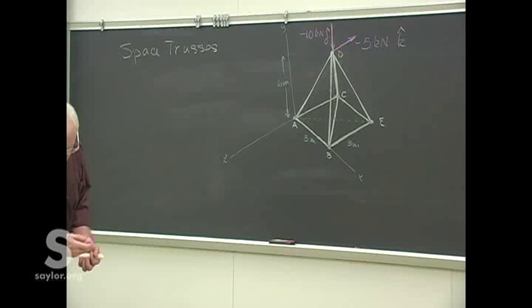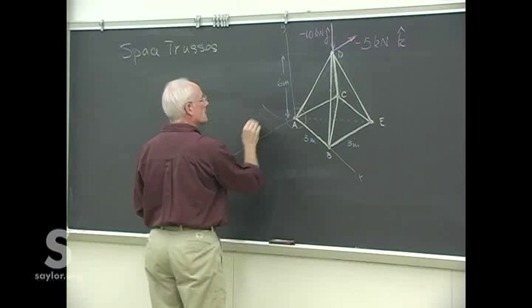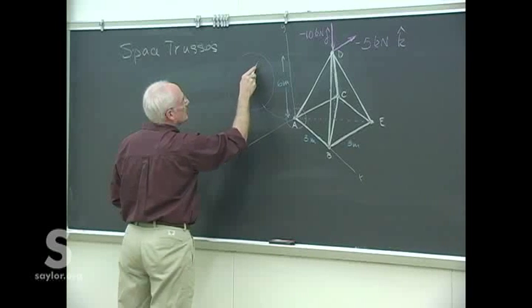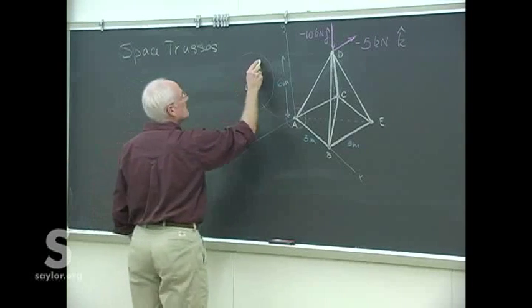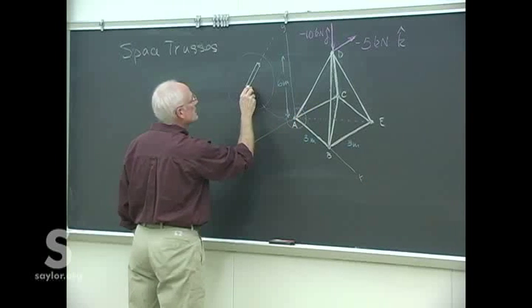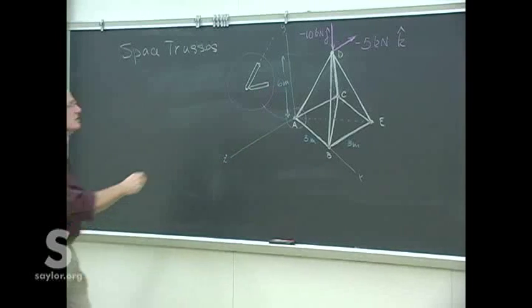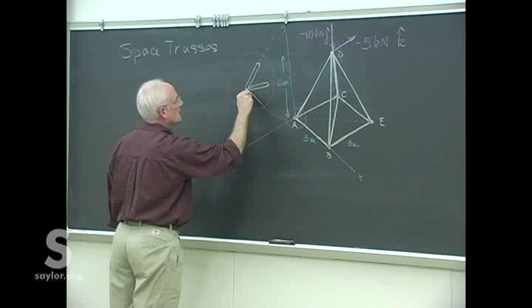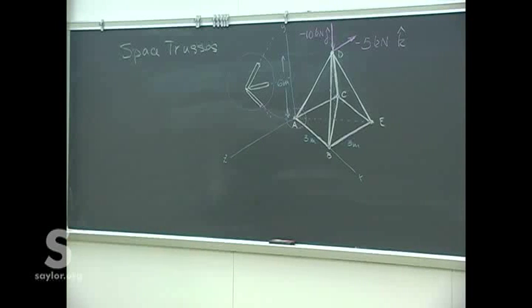So what we'll do is expand it here. So A, if we blow it up here, we've got a member coming down from D. We have this member going over to C. Remember, these are all pinned joints, so we have those two coming in like that, and then we have the one going out to B. So that's the corner at A sort of blown up a little bit.